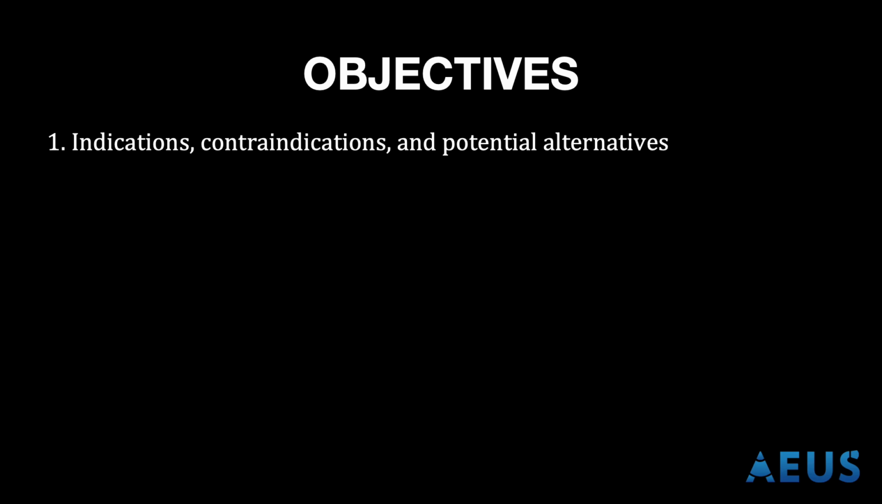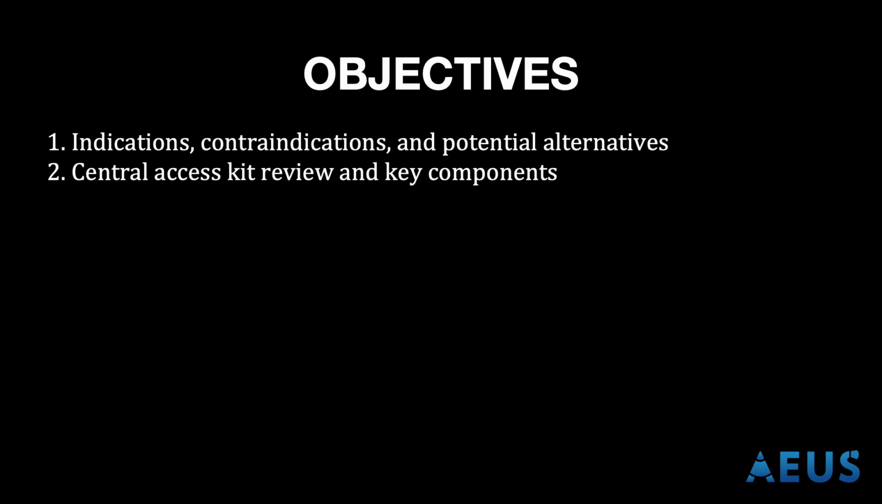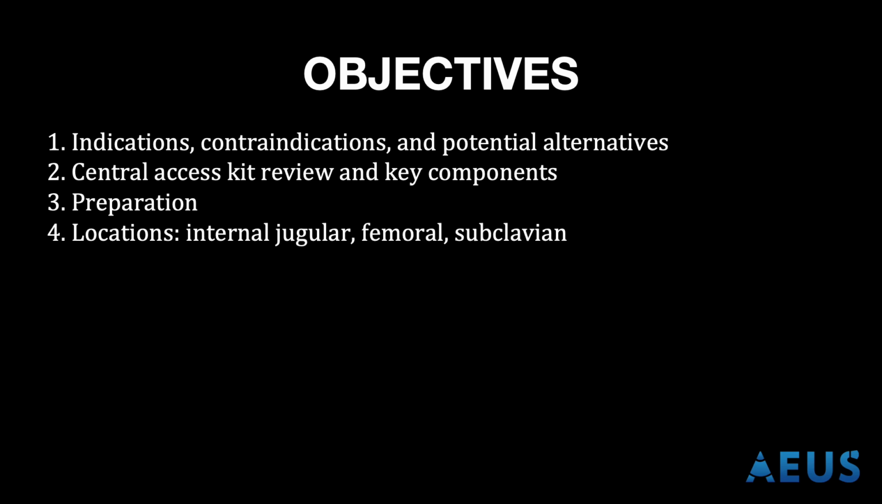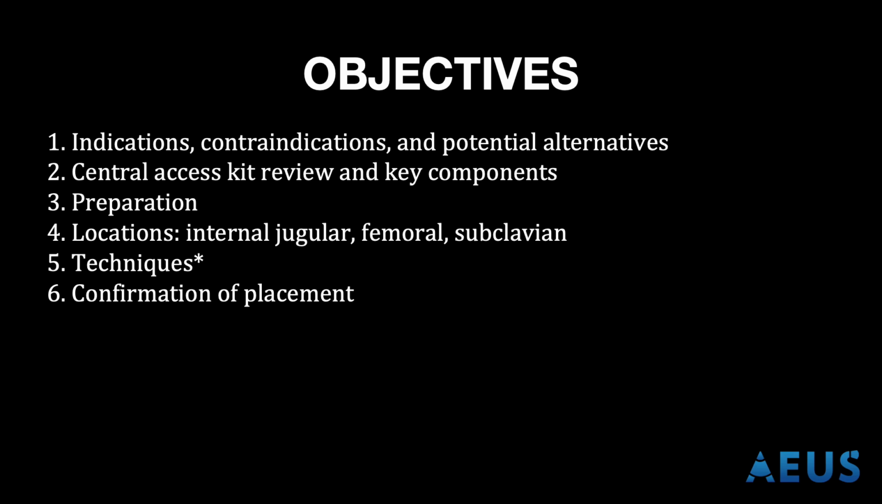All right, so what are the objectives of this talk? We are going to discuss the indications, contraindications, and some alternatives to central line placement. We will review the central venous access kit and the kit's key components. We will discuss the preparation. We will discuss the various locations, including internal jugular, femoral, and subclavian veins, and the benefits and drawbacks of each location. The meat of the talk will be a discussion on the techniques of placement. We will then discuss the confirmation of placement, and finally, the pearls and pitfalls of central line placement.